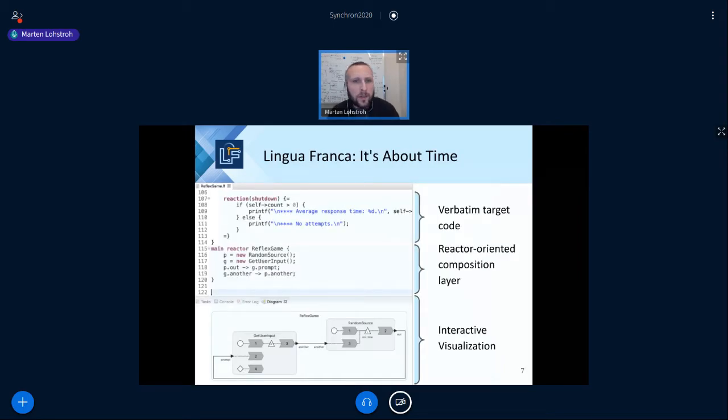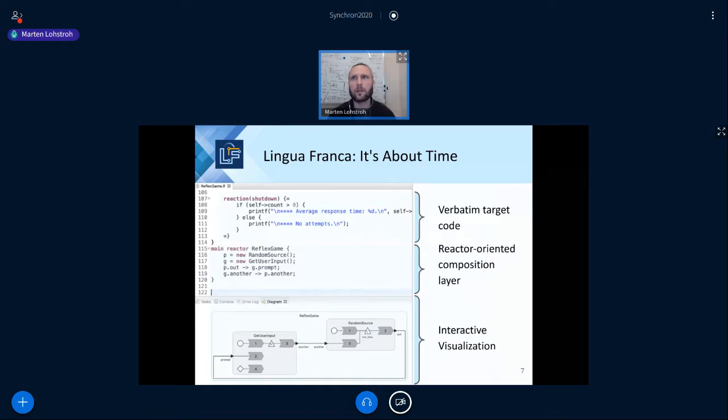And we implemented this coordination layer in the form of a language we call Lingua Franca, or LF for short. Programs written in LF compile down to several different target languages, including C, C++, TypeScript, and recently also Python. The data dependencies are explicit in our model, and the execution of an LF program follows a discrete event semantics. Reactions to events are logically instantaneous, and the logic inside of reactions is given in verbatim target code.